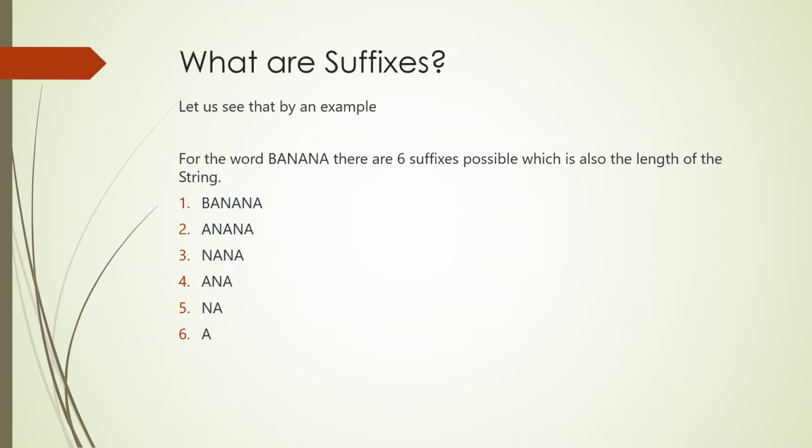Before going into the topic, let's see what suffixes are by an example. Let's take an m character string, banana. Here m is 6, and we see how many suffixes there are: 6. Let's see the suffixes of banana.